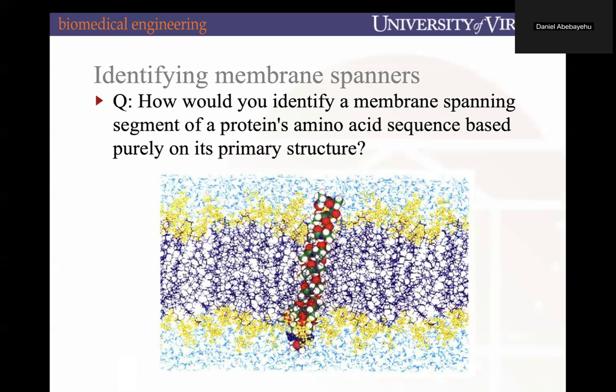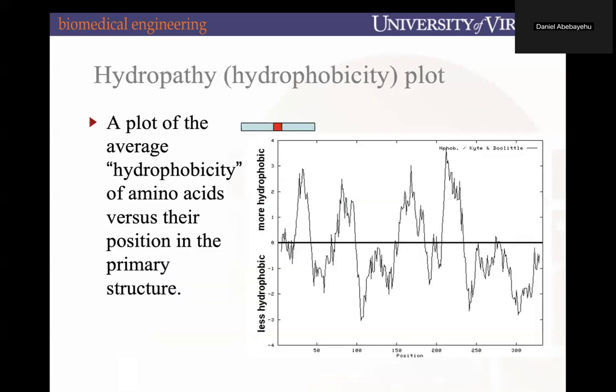So when we think about the primary structure of a protein, the written out amino acid sequence, could we potentially identify membrane spanning regions of a protein just purely based on its primary structure? The answer is yes. There's actually a tool that helps us do so. It's called a hydropathy plot.